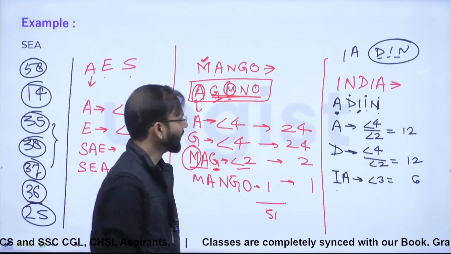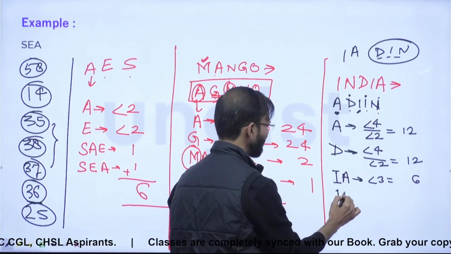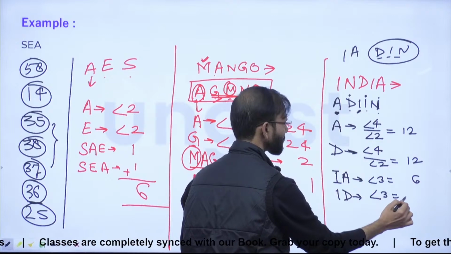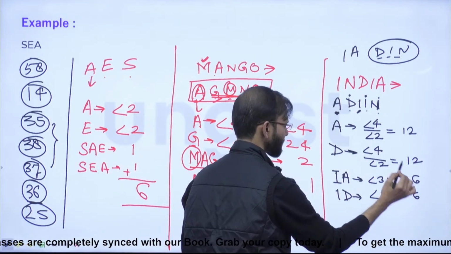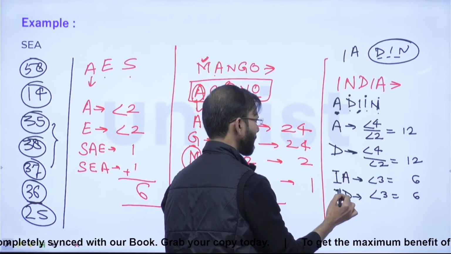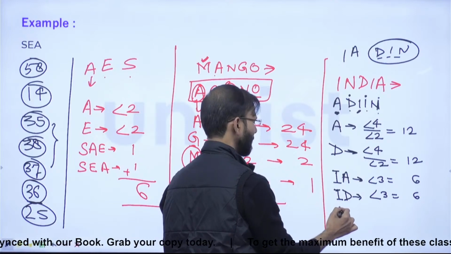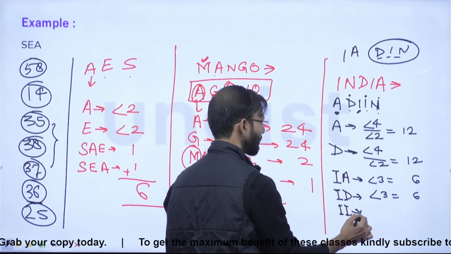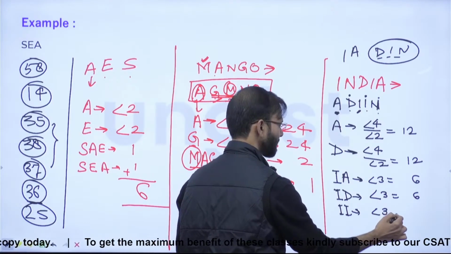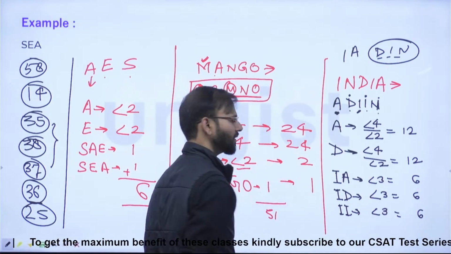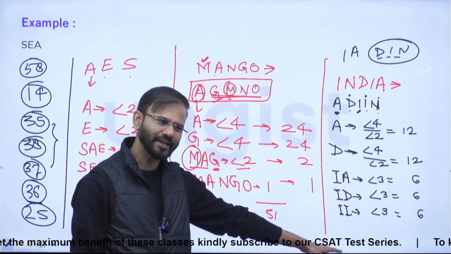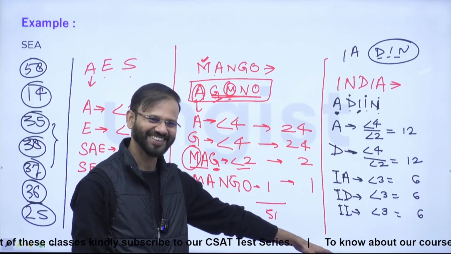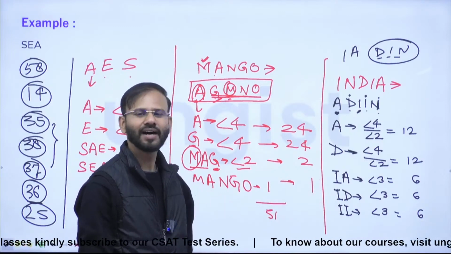Right? After that, after I, what will come? D. Guys, this is also not required. So again what? 6. After that, what will come? I. Here also there is no repetition, right? So this is again factorial 3, which is 6. Are you understanding this or not? What am I doing? Right? I will tell you now. After that what? After I, what will come?